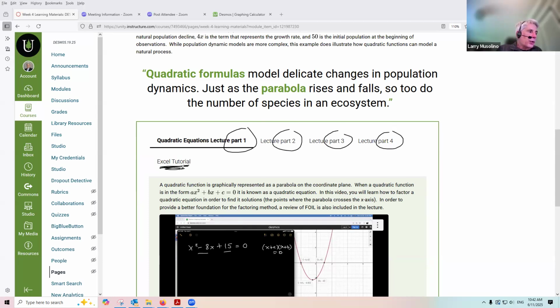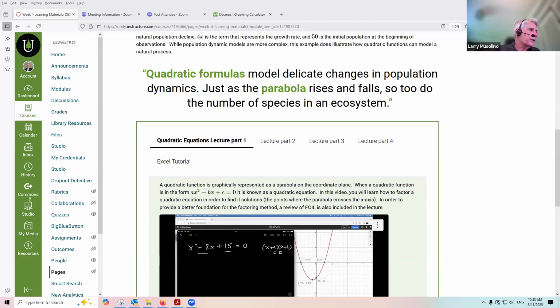Here's an Excel tutorial. This will be very helpful in your project and in the Excel lab for week 4, because this video, the Excel tutorial, will go over this idea of quadratic regression. What that means is you have a set of data points that really isn't a good match for a straight line fit, but the points might be a good match for a curved fit. So a quadratic function is a curved function.